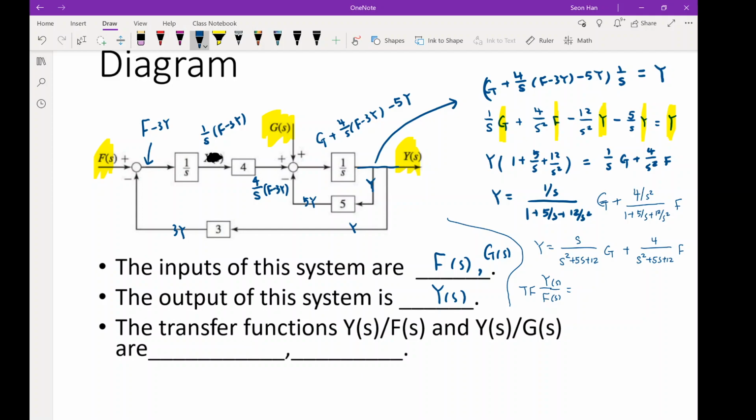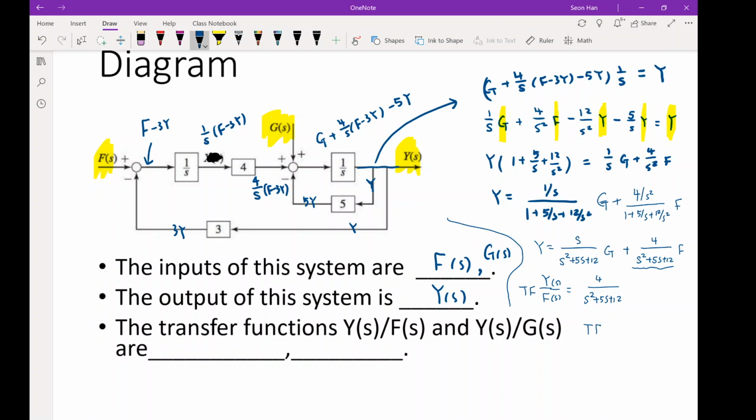So what's the other input? There's only one other input, which is G. Turn that off by setting that equal to 0. Now Y over F is simply this term, 4 divided by s squared plus 5s plus 12. That's your transfer function, Y over F.